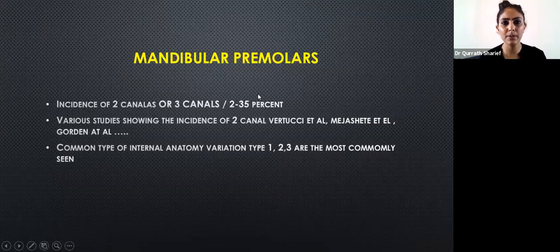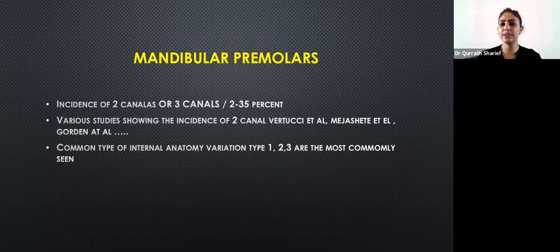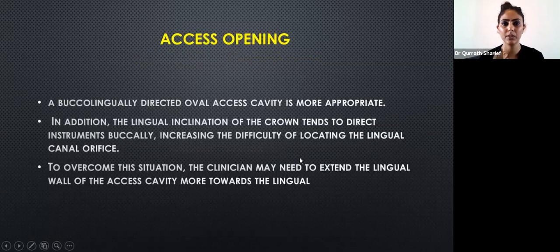So coming to your mandibular premolars. The three canal incidence varies from 2 to 35%. Again, there are various studies which show the presence of this, and the most common types seen in the classification are type 1, type 2 and type 3. So again, the access cavity preparation would be the same even for your mandibular premolars. So you need to extend slightly more buccally, as we know that the premolars, the posteriors, are slightly lingually placed. So it's very important again to remove the lingual shelf.